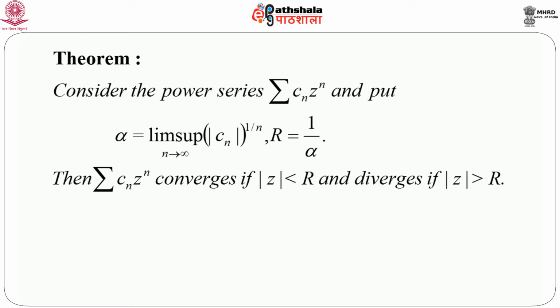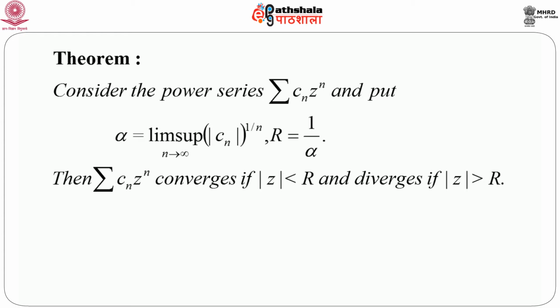So consider the power series summation Cn z to the power n and put, like in the root test or ratio test, alpha equals lim sup as n goes to infinity of modulus of Cn whole to the power 1 by n. This is actually lim sup, exactly like the root test. In the ratio test also we have used lim sup, but that is a lim sup of ratios of two numbers, and we define capital R as 1 by alpha.